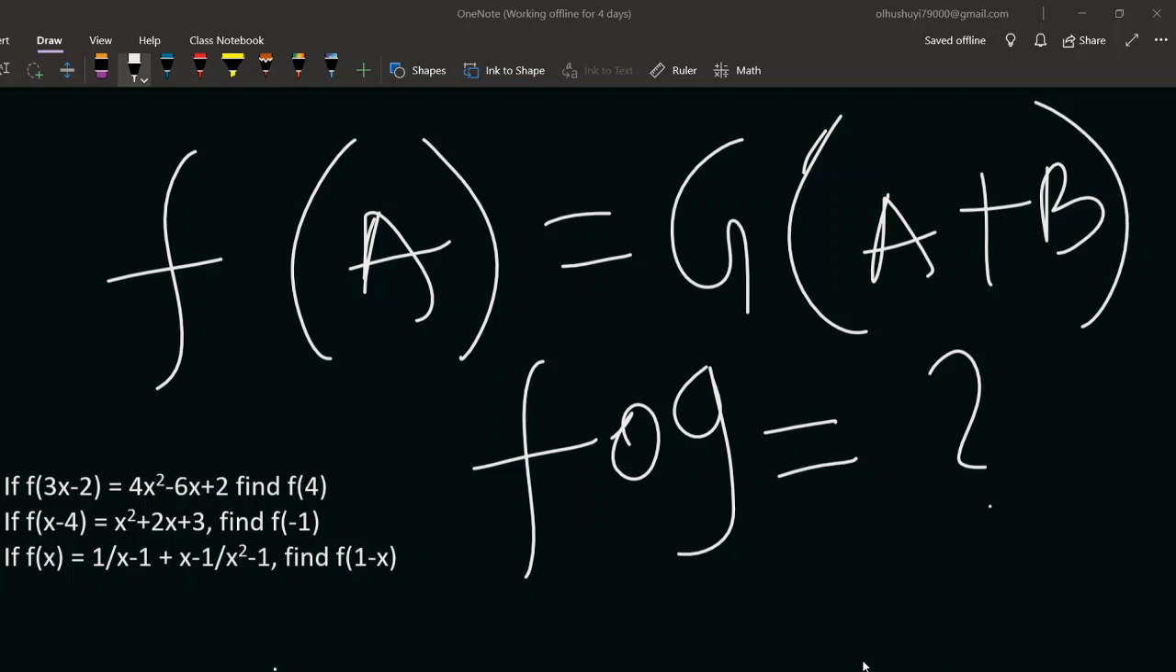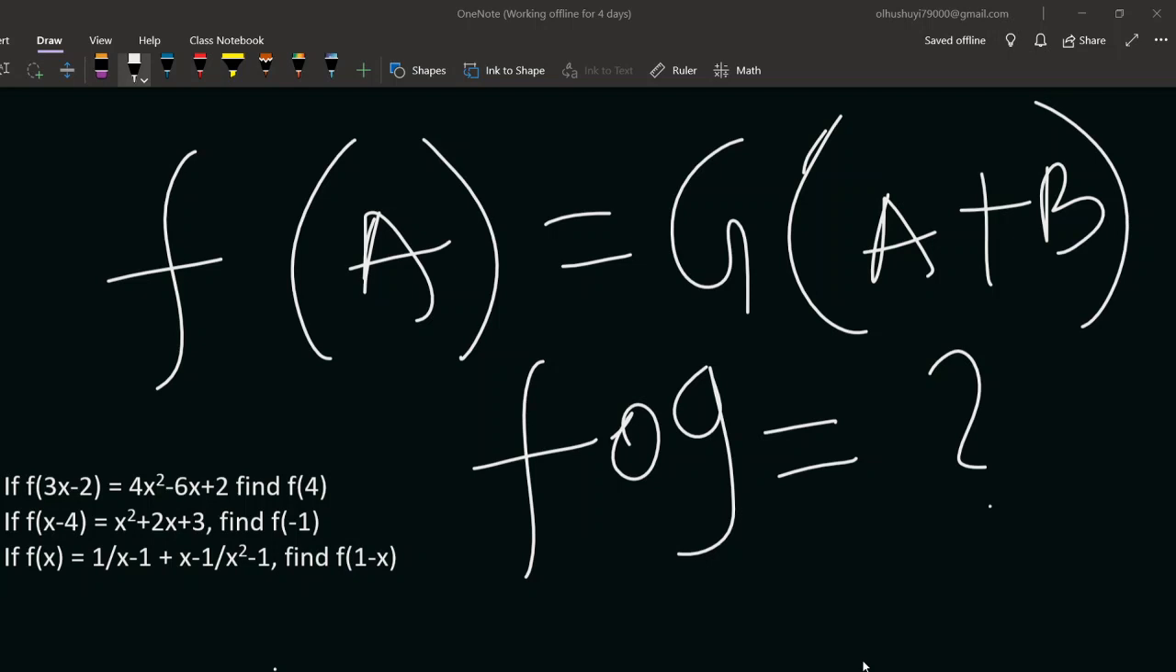Today we're talking about functions. Under this, we just solve 3 examples that will capture an aspect of function that is very important to students learning. So, going quickly, we go to question 1. If f of 3x minus 2 is equal to 4x squared minus 6x plus 2, find f of 4.